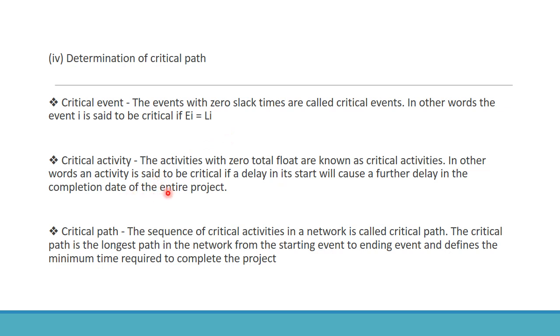Critical activity: the activities with a zero total float are known as critical activities. In other words, an activity is said to be critical if a delay in its start will cause a further delay in the completion date of the entire project. In the critical path, the sequence of critical activities in a network is called a critical path. The critical path is the longest path in the network from the starting event to the ending event and defines the minimum time required to complete the project.